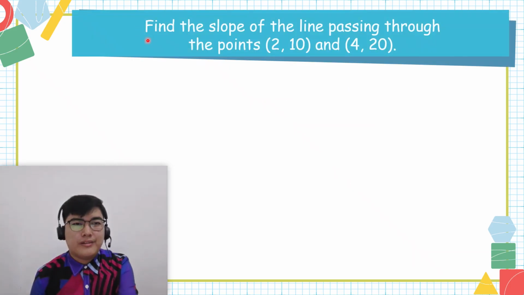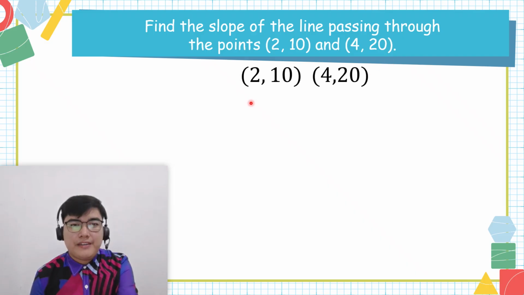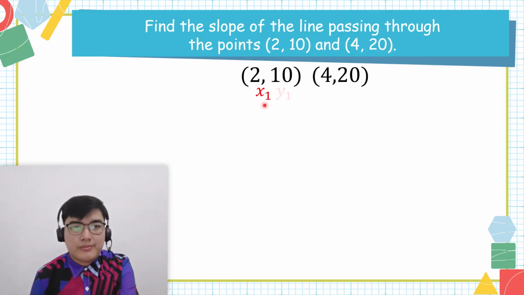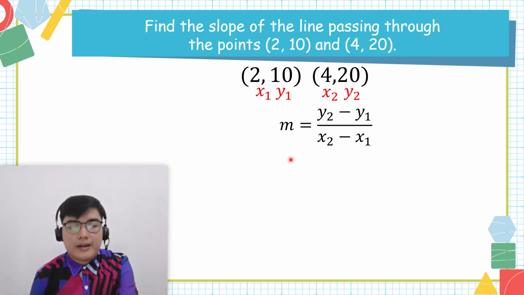Another example. Find the slope of the line passing through the points (2, 10) and (4, 20). In this given, we also have two points. We can represent them as x sub 1, y sub 1, x sub 2, y sub 2. All we have to do is write the formula first to get the slope of a line given two points: m equals y sub 2 minus y sub 1 over x sub 2 minus x sub 1. Let us now substitute the values.